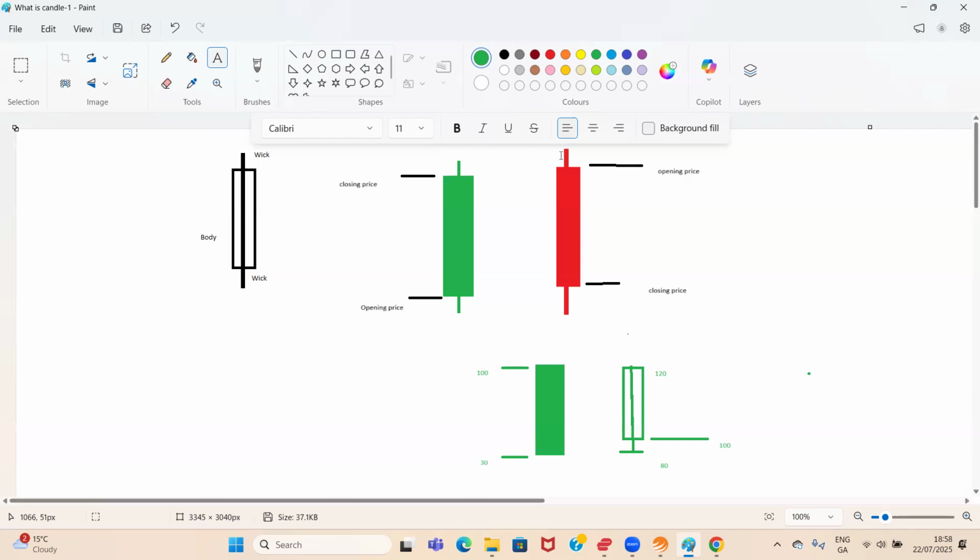We will see this in the real charts also, right? But for now, just keep this in your mind: why the wicks are getting created when there is an imbalance.